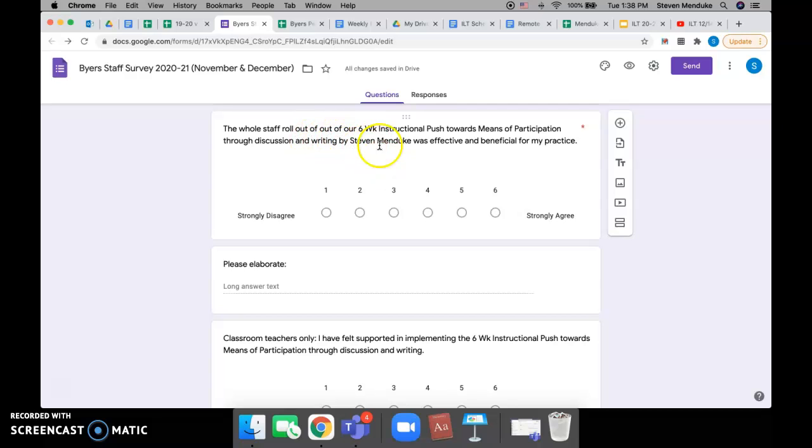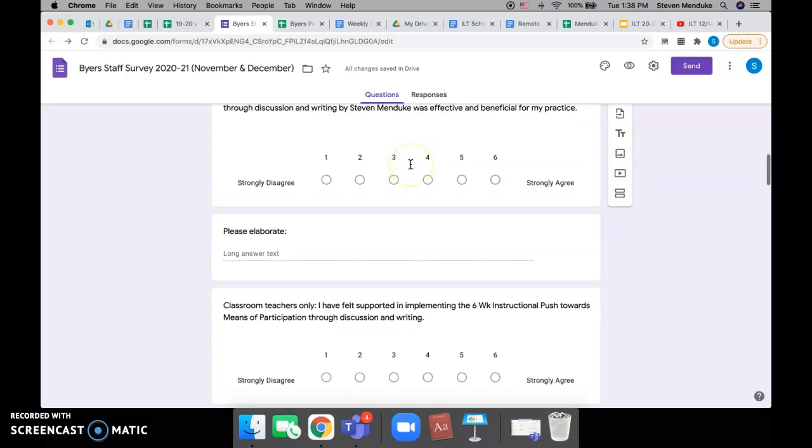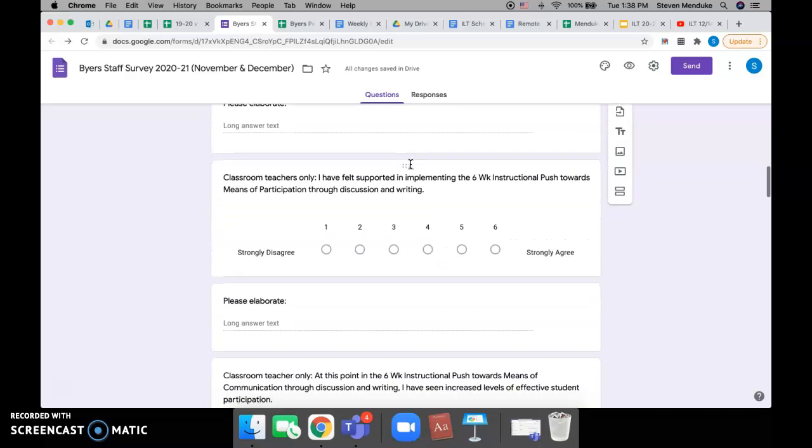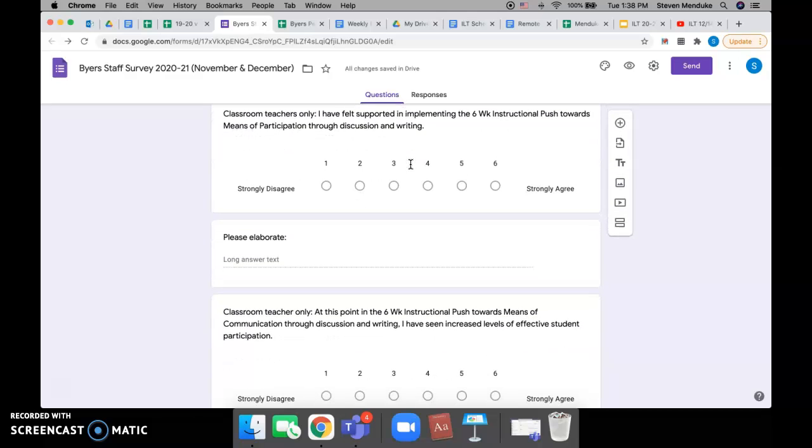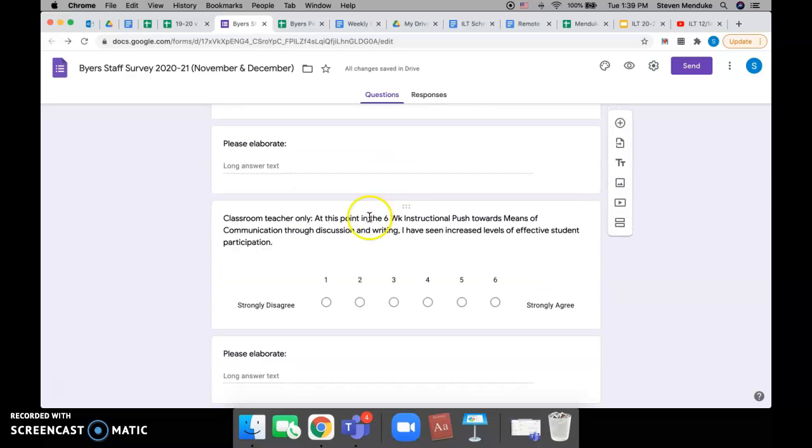So one here about the rollout. This one's really just for my own development. That question is largely just for me. But then there are these questions. I felt supported in implementing the 6-week instructional push towards means of participation. At this point, the teacher has seen increased levels of student participation.